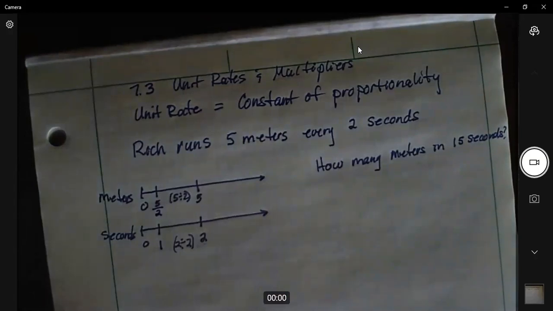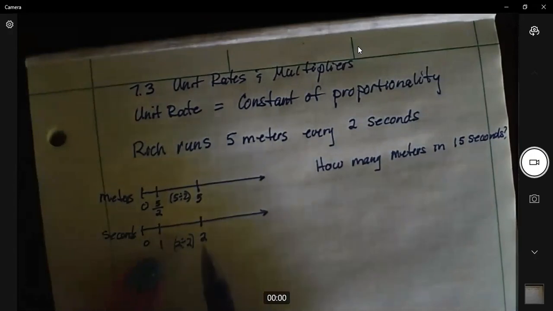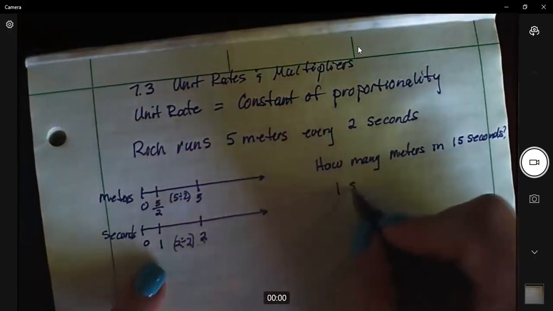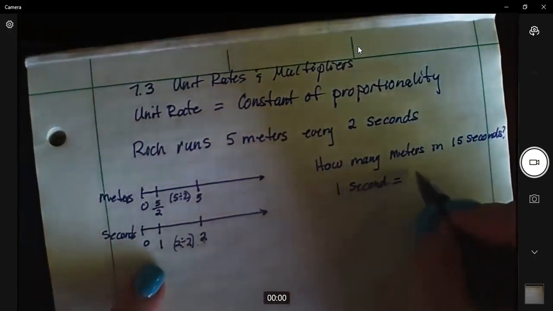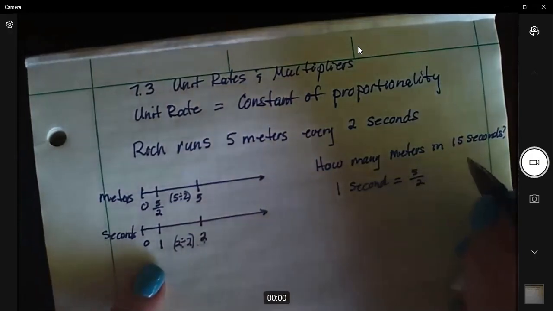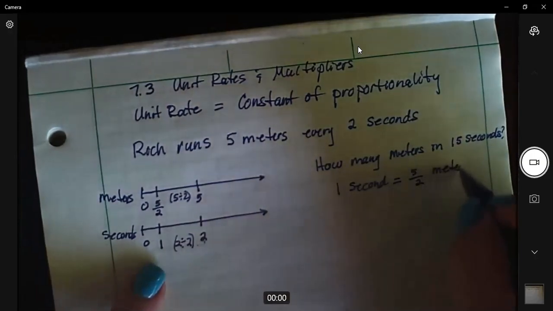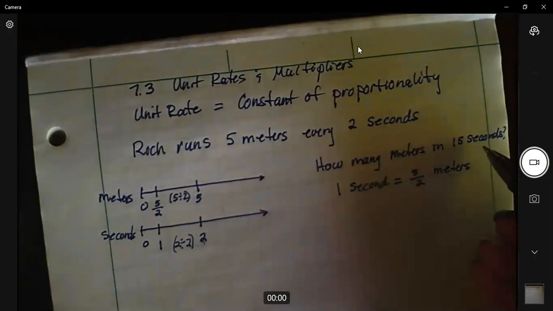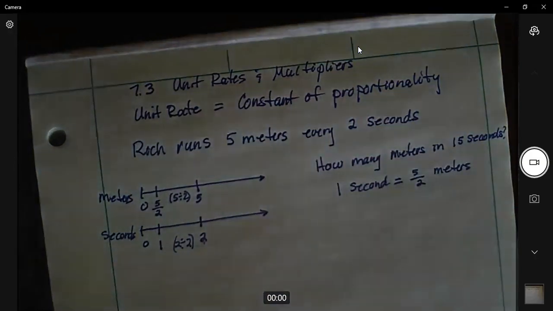All right, so what I found is I found 1 unit by dividing this by 2, whatever this number was. If it were a 6, I'd divide it by 6, but then I'd have to divide the other by 6. So that means 1 second is equal to 5/2 meters. So he can run 2.5 meters in 1 second. So can I figure out then how many he can do in 15 seconds? Is that going to be a difficult thing to do once I know what 1 second is?